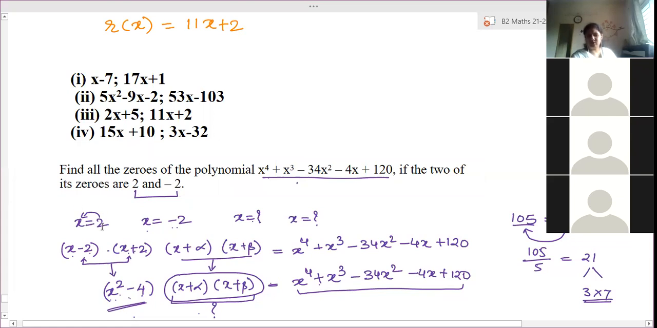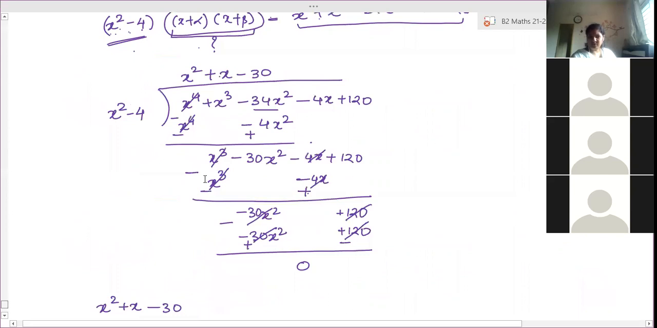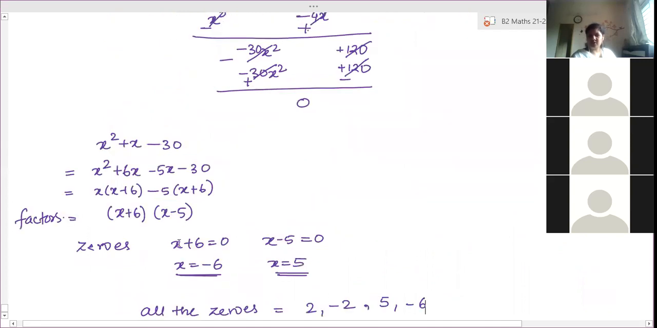Here x is equal to 2, then transfer 2 to LHS, it will become x minus 2. Then x is equal to -2, transfer it to LHS, it will become x plus 2. Find the product of these two, that is x square minus 4. Then with x square minus 4, divide the given polynomial with the long division method. So this way you have divided. Now whatever quotient you got, again you have to factorize. Then whatever two factors you got, equate them to 0 to find the value of x.